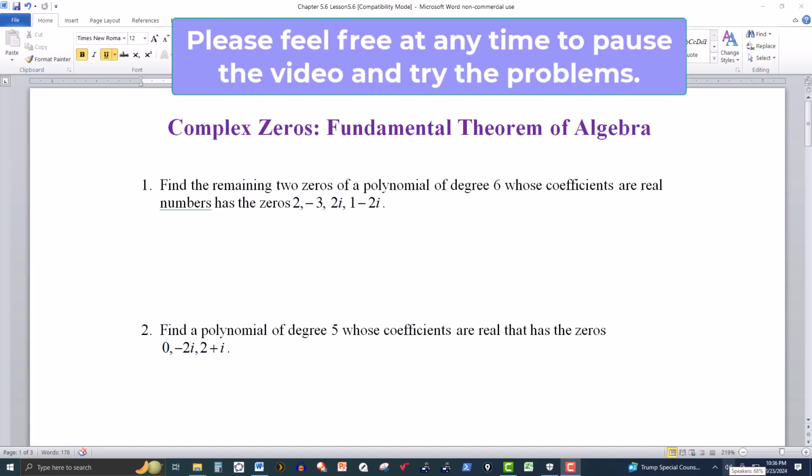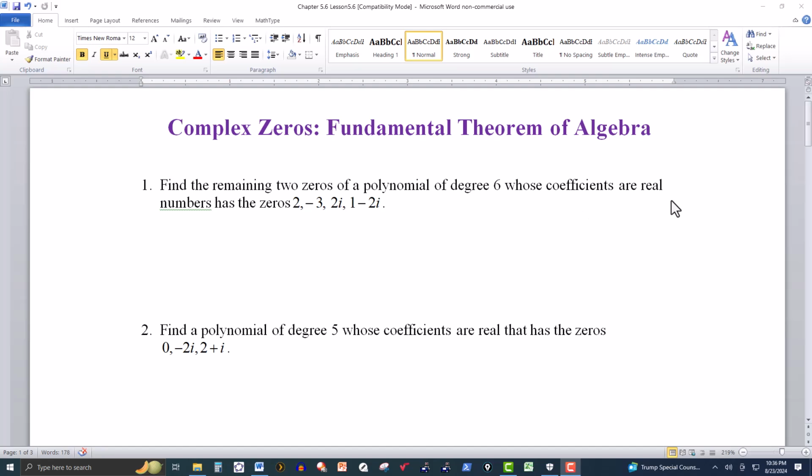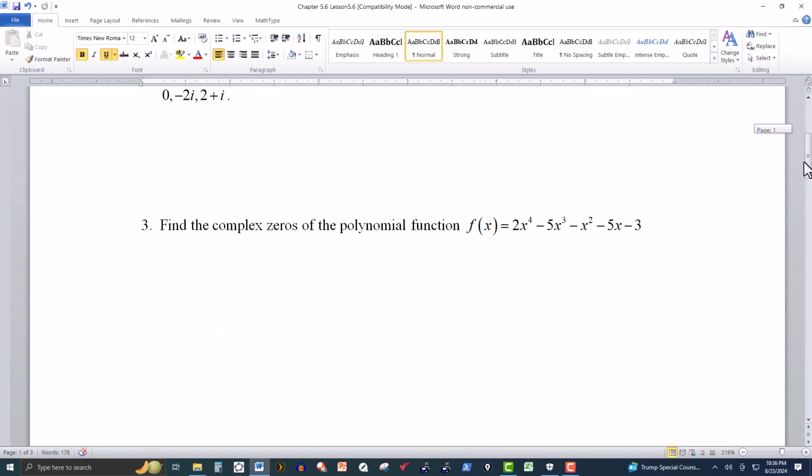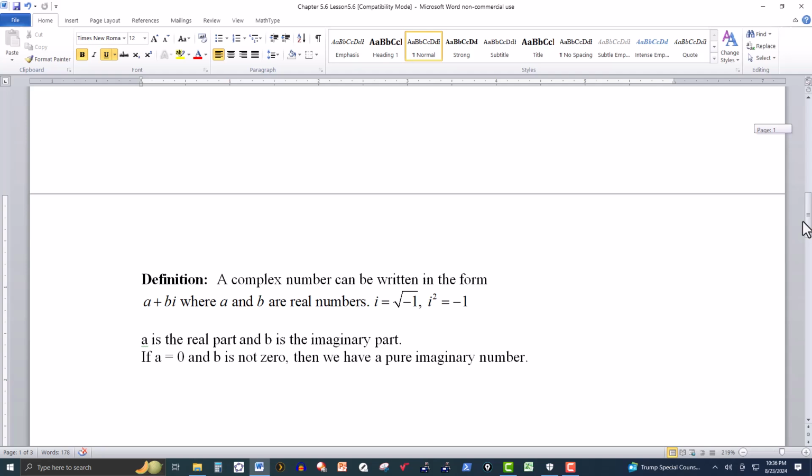In this video, we're going to look at the idea of a complex number or complex zeros, a quick look at the fundamental theorem of algebra, and the conjugate zeros theorem. First, let's look at the definition of a complex number or a complex zero.